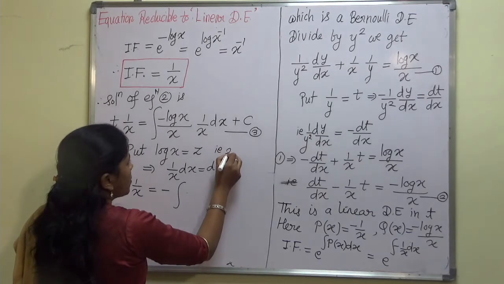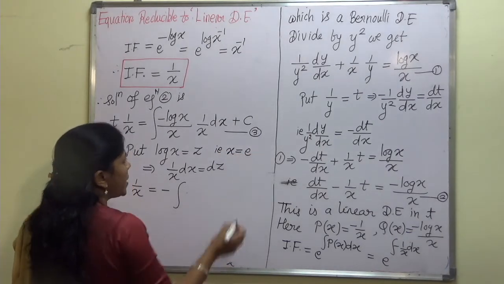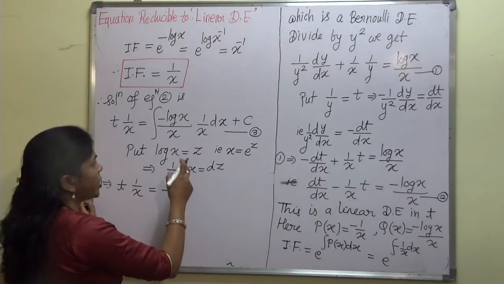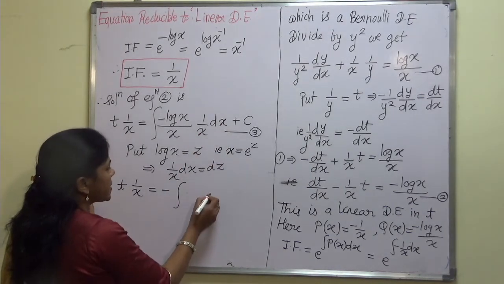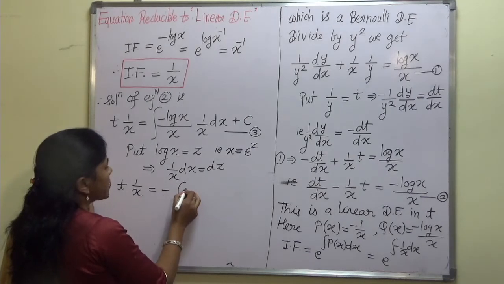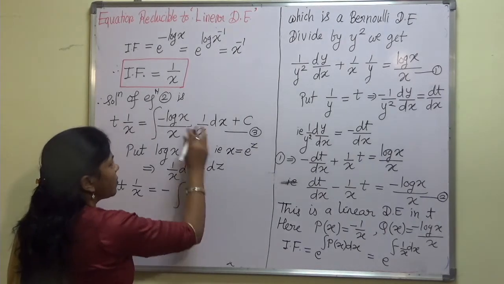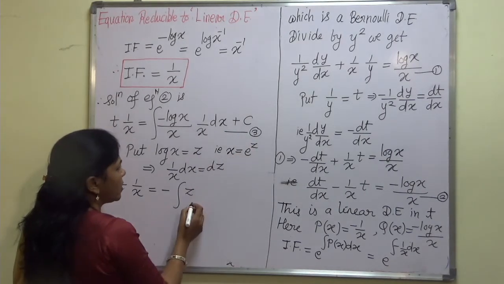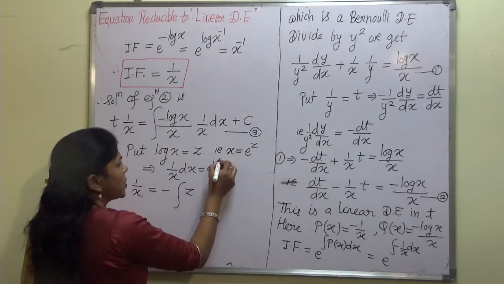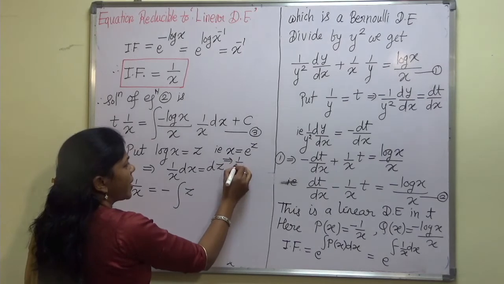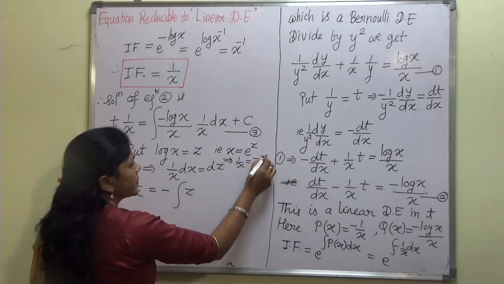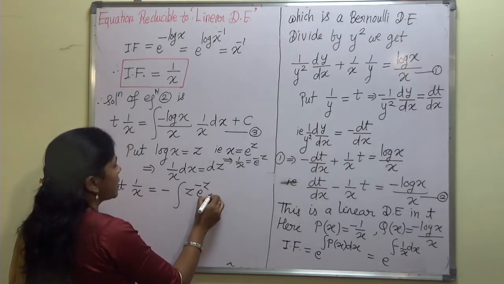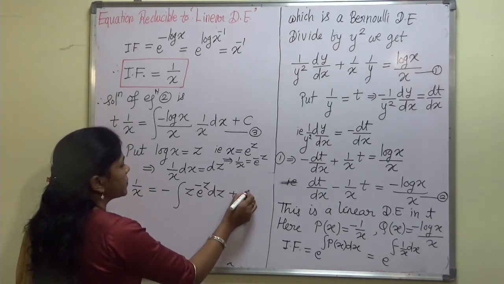So from this find out the value of x. What will x be? x will be e power z. So 1 by x dx is dz, this is minus, outside, z, then 1 by x. 1 by x will be e power minus z. So it is e power minus z dz plus c.